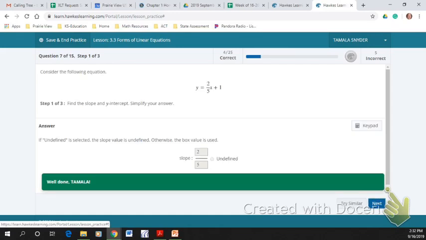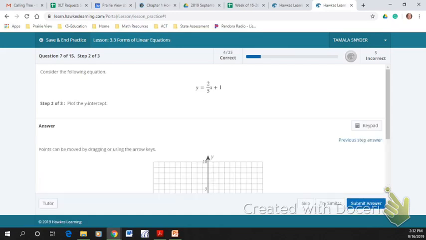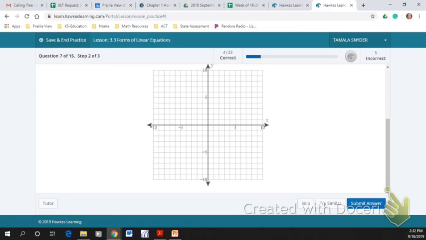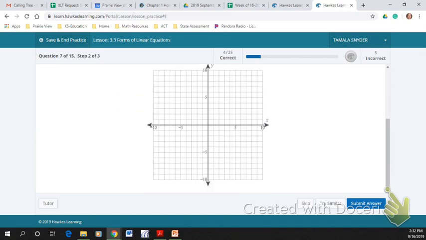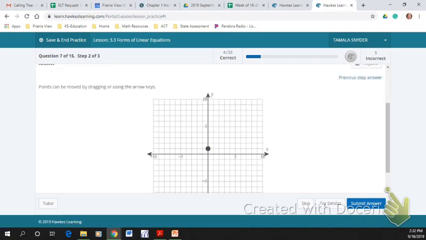Okay, so next step, step 2. Notice they've got a graph here. Here's your equation. It says points can be moved or dragged using the arrow keys. If I wanted to graph this, I would want to start right here at the y-intercept. Put a point there. My slope is 2 over 5, so I go up 2. 3 to the 5 over 5. You go to the third one and you go to 5. If you go 2 from 1, that's 3.